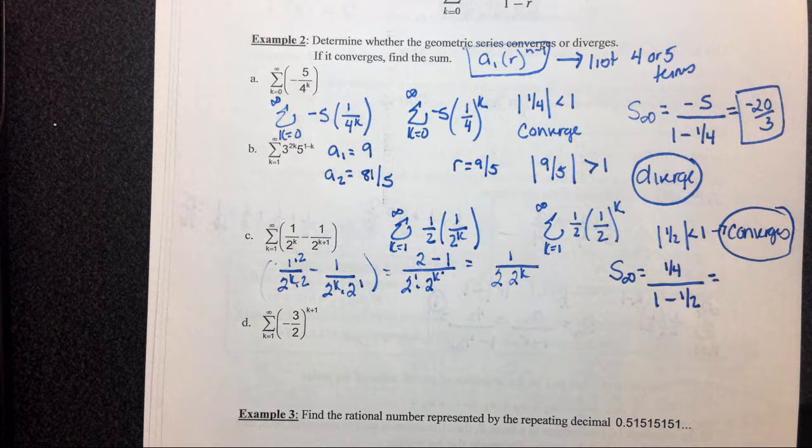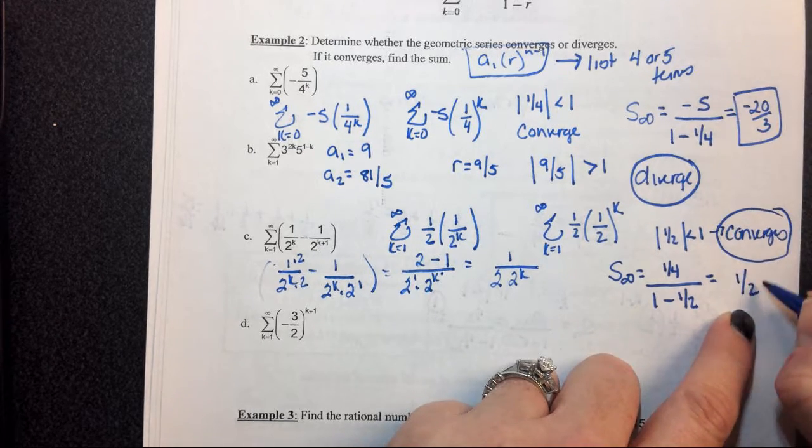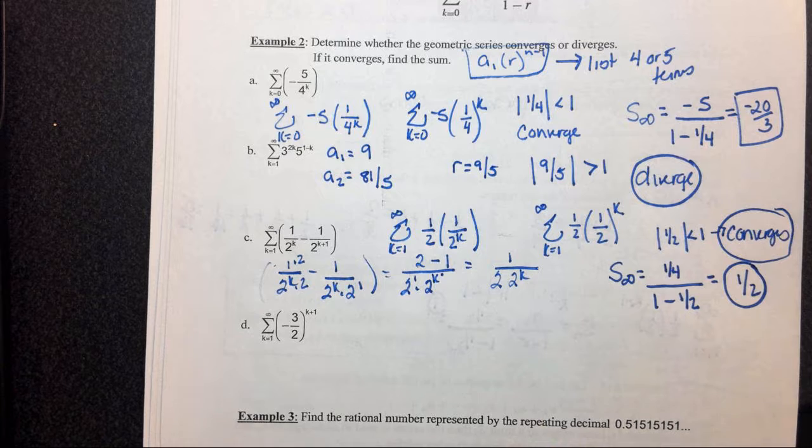Careful, we're starting at 1, so the first term is going to be what? First term is a half, and the first term is 4. Everybody come up with 1/2?